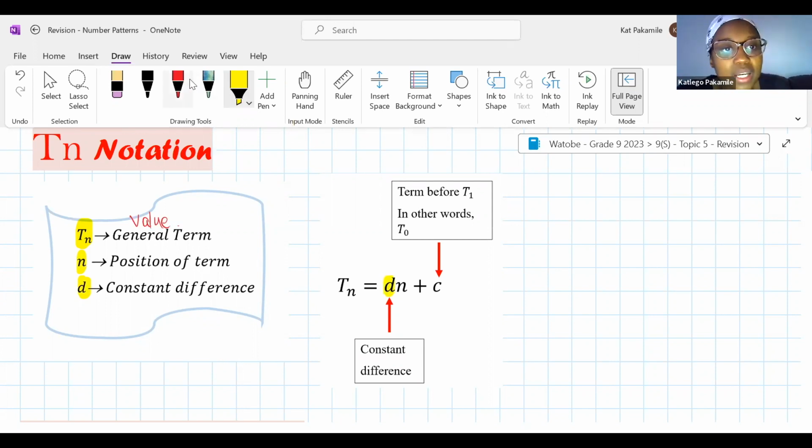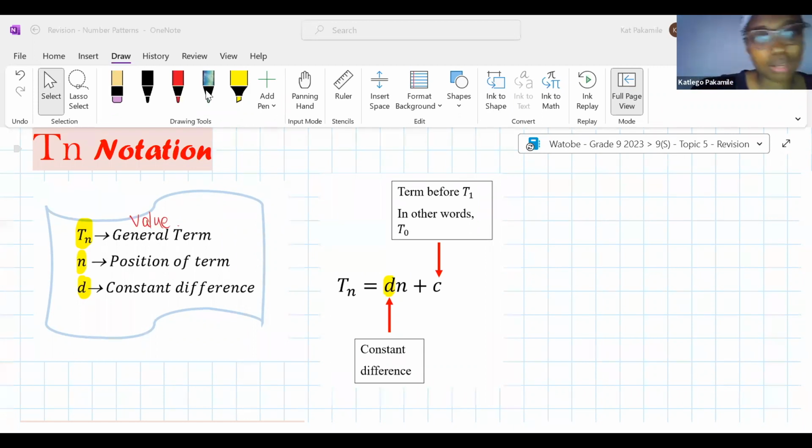Tell me, guys, when am I allowed to use this formula that you see on the right of your screen? What type of sequence? In what type of sequence can I use this formula? I can't use it with all of them. Number pattern, excuse me. I keep saying sequence. In what type of number pattern can I use that formula?